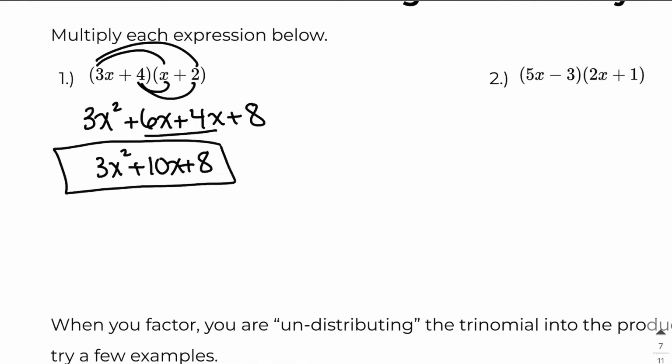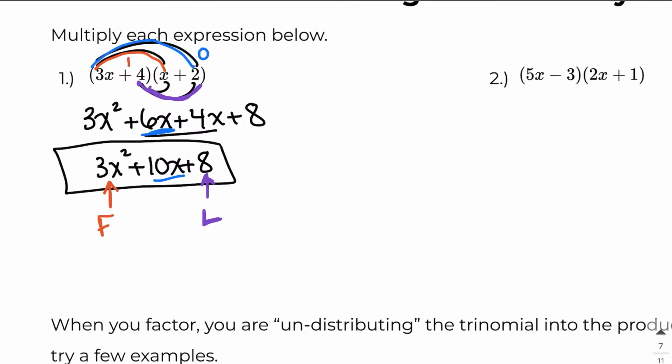Now, one thing that I want you to notice is, so we used FOIL to do this, right? So this 3x times this x that we did here, that's where we got this 3x squared right here. So that's the first in FOIL, okay? And then this 4 times 2 that we did here, that's how we got this 8 right here. So this is the L of FOIL, right? It's the last terms. But if you notice right here, to get this 10x, it came from the 6x, and the 6x came from the O.